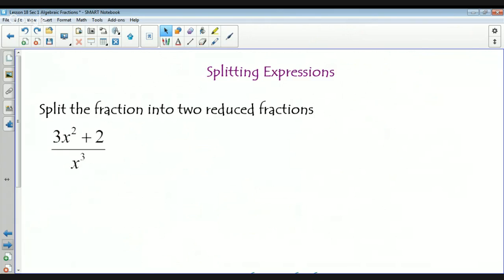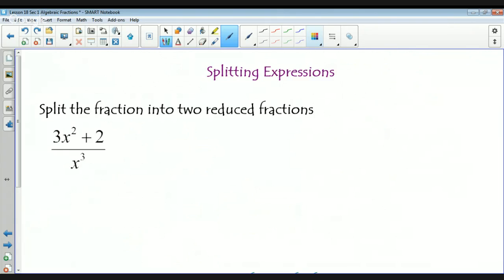Okay. How can we split a fraction into two reduced fractions? As long as you have a common denominator, you're good. Because if you want to combine fractions, you have to have a common denominator. So to split them, you would just keep the common denominator. Right. So if you split them, he's exactly right. So how are we going to split this first one?